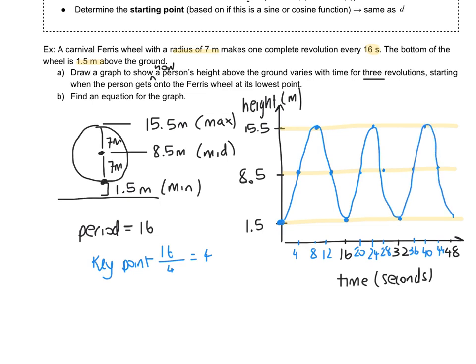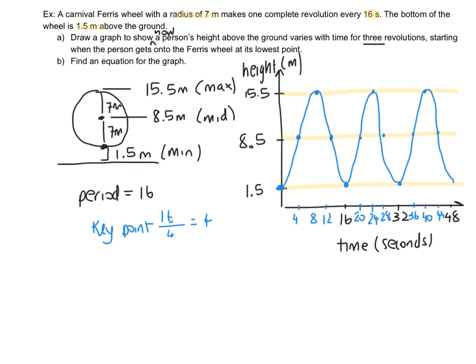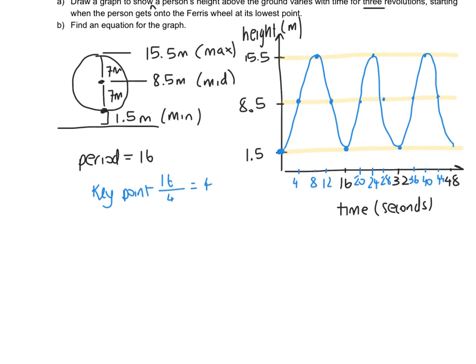And there we are. So now we have our sketch. Now we can do part B, where we want to find an equation for this graph. Now I can see my midline already. So my midline is 8.5.